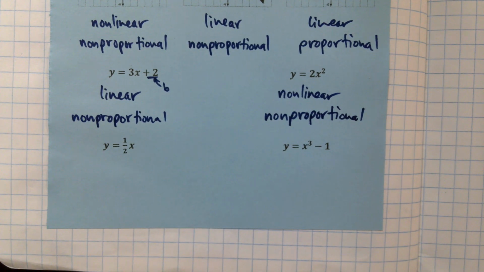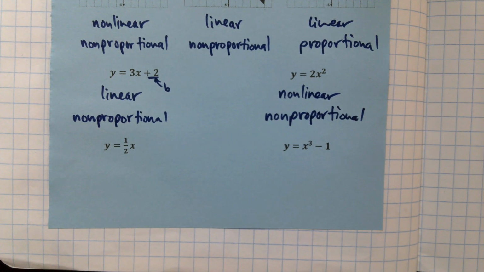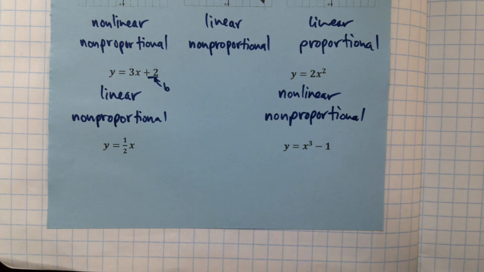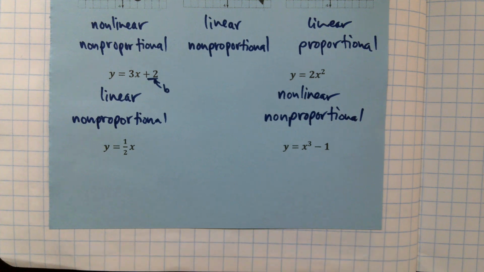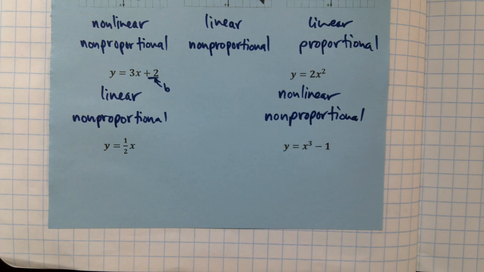Okay? There's only 3 combinations we can have here. Linear proportional, linear non-proportional, or non-linear non-proportional. So every single one of these questions, you have a 33% chance of getting it right, even if you don't know anything about what you're doing.